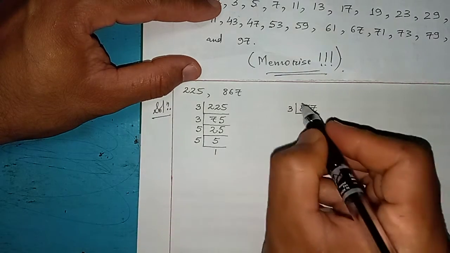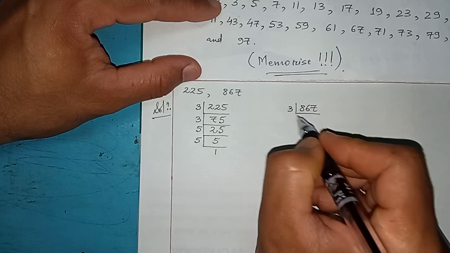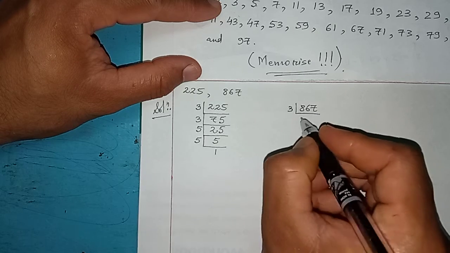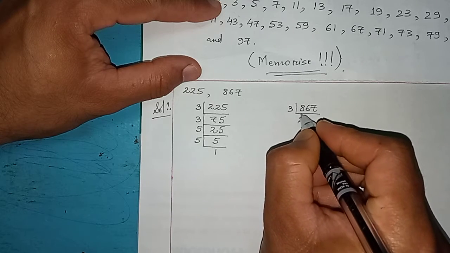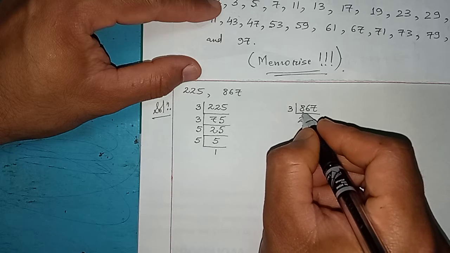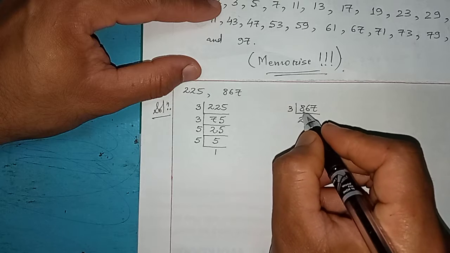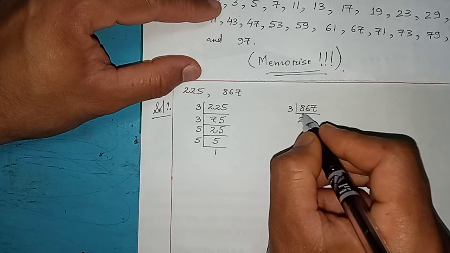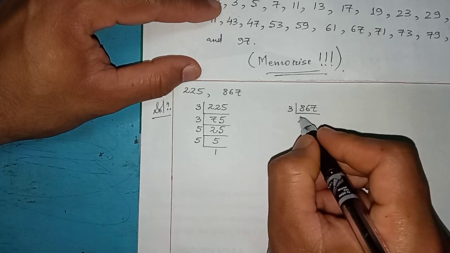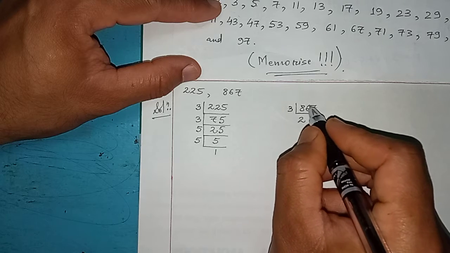Okay, so let's pick only 8 first because 8 is bigger than 3. 3 1s are 3, 3 2s are 6, 3 3s are 9 which is bigger, so 3 2s are 6. Then 8 minus that small 6, which you just imagine is here. Then 8 minus 6 is 2. That 2 goes and joins with 6. So 2 and 6, 26.